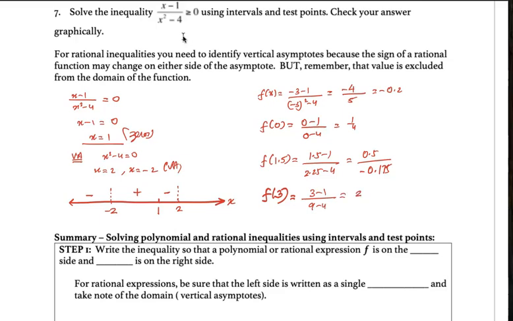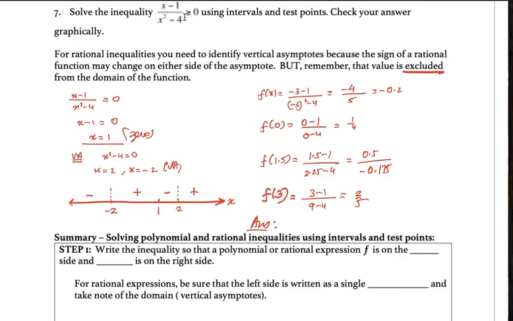Like that. For a rational function, you need to identify the vertical asymptotes because that is important, because the sign of the rational graph may change across the vertical asymptote. But remember that the value is excluded from the domain, obviously, because it's a vertical asymptote. It's removed from the domain of the function, so if it's asking for the domain, I have to write it separately with union. So what's your final answer? Where is it greater than or equal to 0?